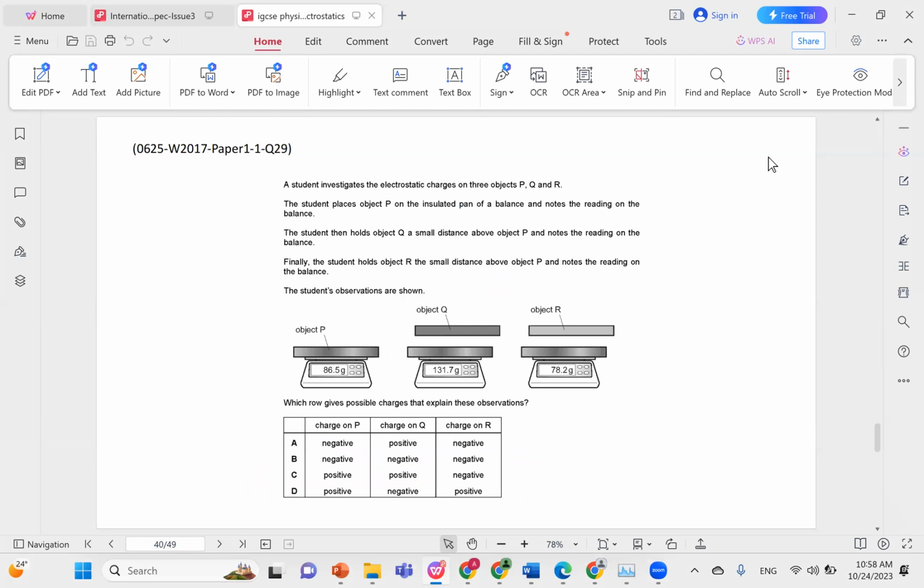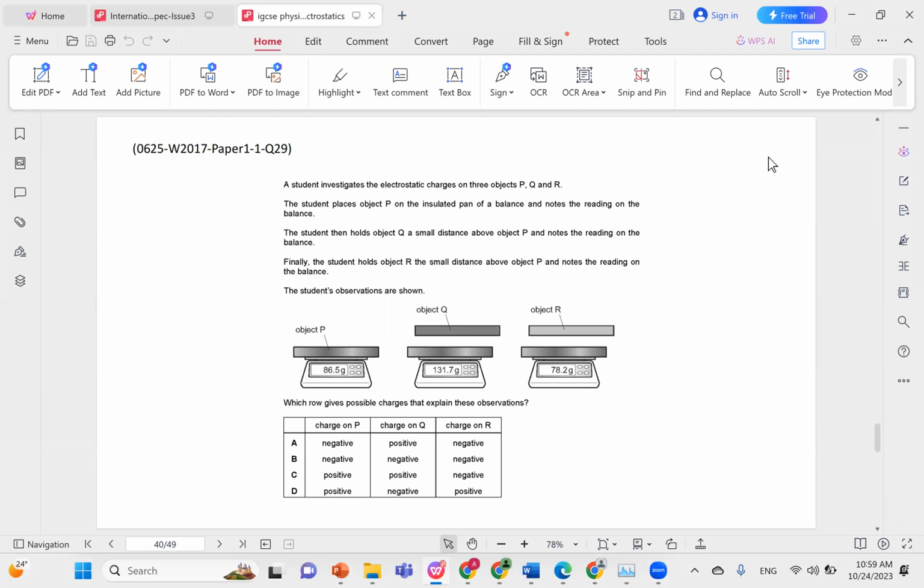A student investigates the electrostatic charges on three objects P, Q, and R. The student places object P on the insulated pan of a balance and notes the reading on the balance. The student then holds object Q a small distance above object P and notes the reading. Finally, the student holds object R a small distance above object P and notes the reading on the balance. The student's observations are shown. Which row gives charges that explain these observations?